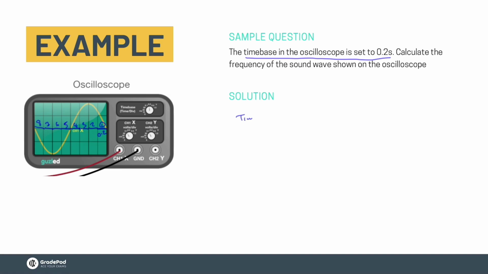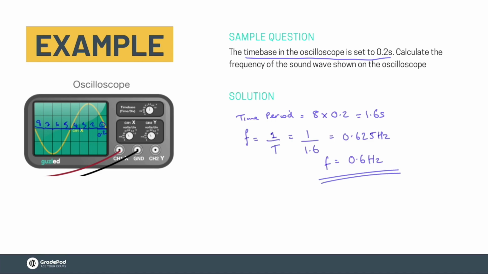So the time period of the wave is equal to 8 times 0.2, which is 1.6 seconds. So the frequency of the wave is 1 divided by time period. So that's 1 divided by 1.6, which gives us a value of 0.625 hertz. We want to give that to less decimal places, so let's go 0.6 hertz. That's not very much, is it? Can we hear that? No, it's under 20 hertz. So it will be infrasound.